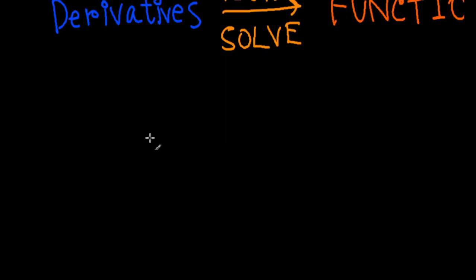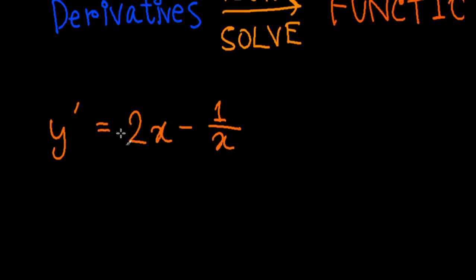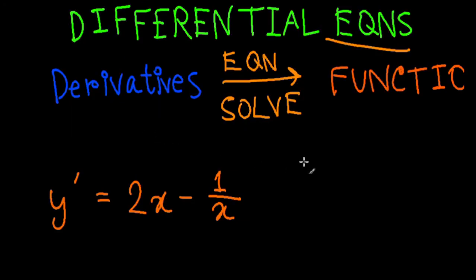It's going to be a slightly different problem. The problem is the derivative of y with respect to x. You can write it as dy by dx, but another way to write it is y prime. Shouldn't forget that. So y prime is equal to 2x minus 1 by x. This is my equation, and this is a differential equation, right? Because it involves the derivative of y.